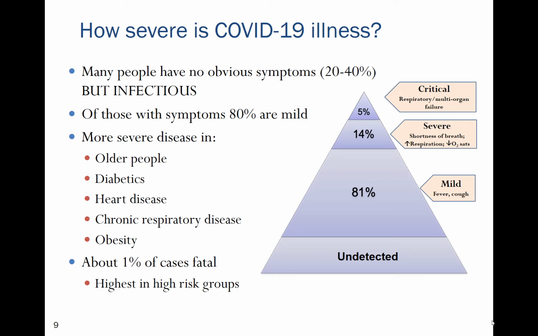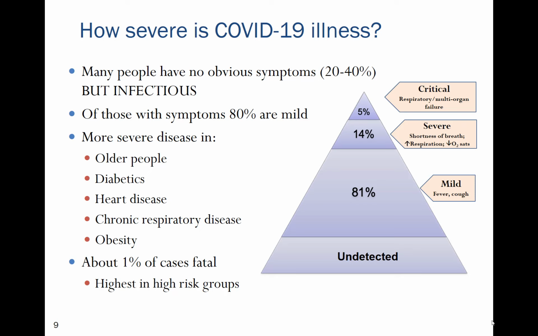So how severe is COVID-19? Many people have no obvious symptoms. About 20 to 40% of people infected with the virus are asymptomatic. They don't have symptoms. However, these patients are infectious, which is really important because this is probably how the virus spreads so rapidly. Of those with symptoms, 80% are mild.